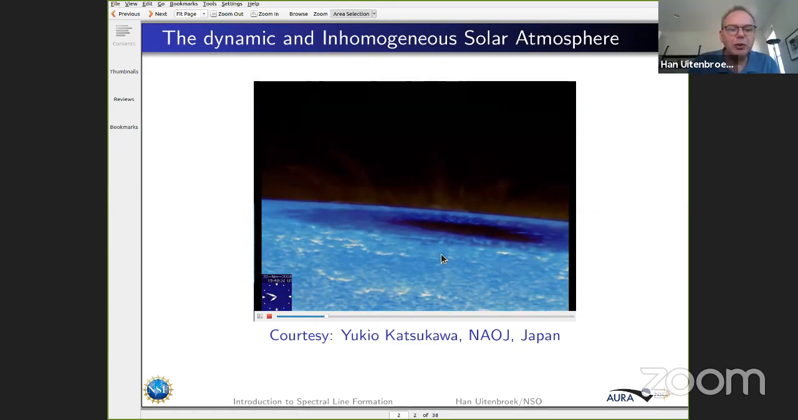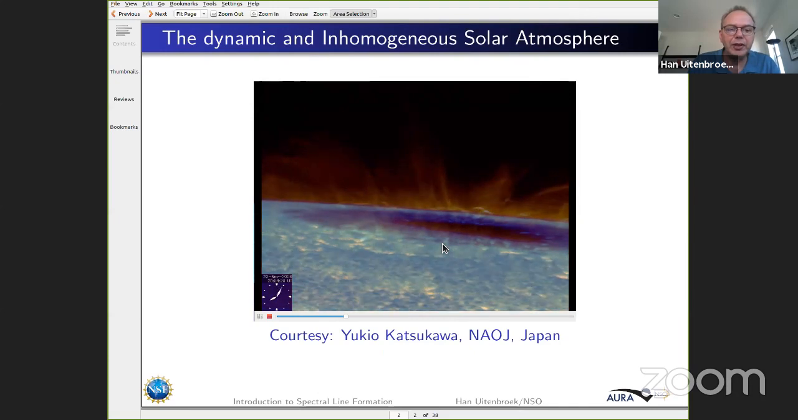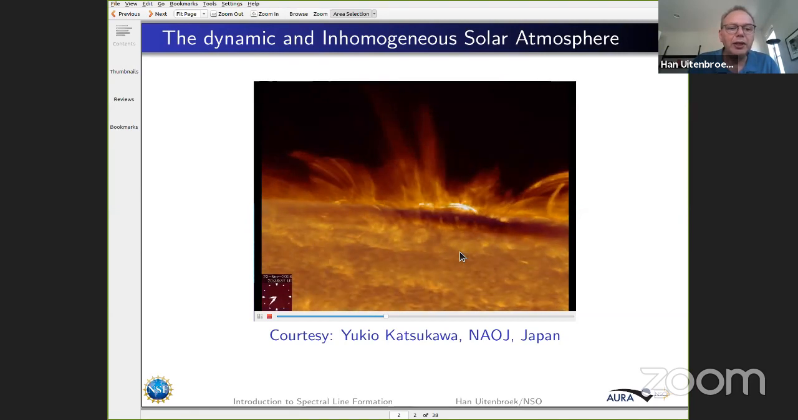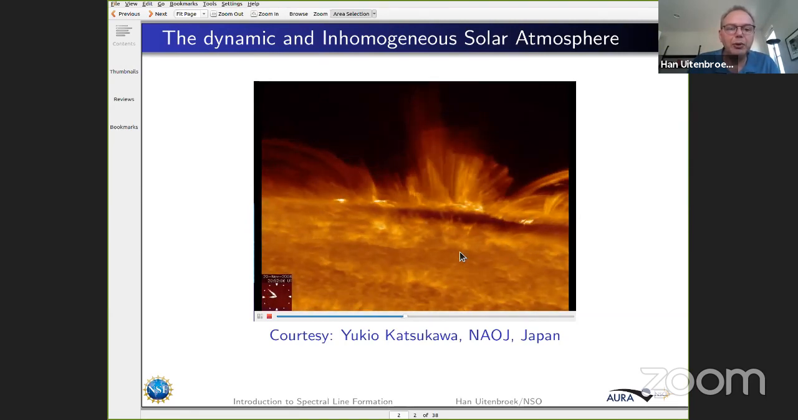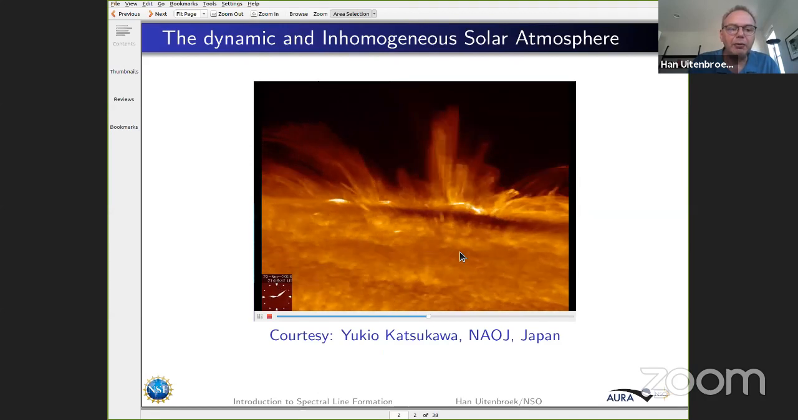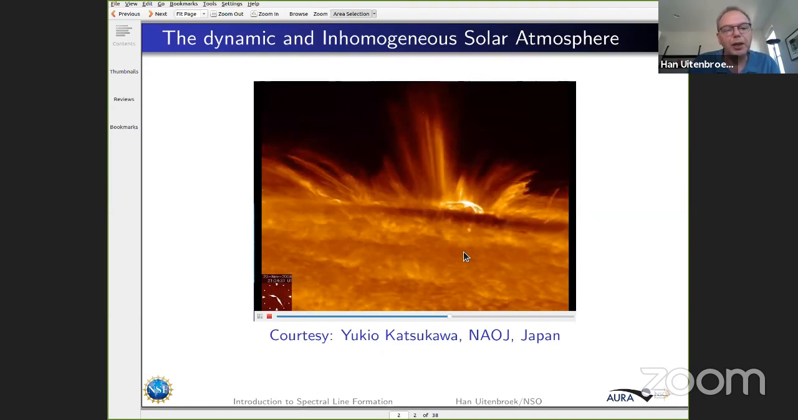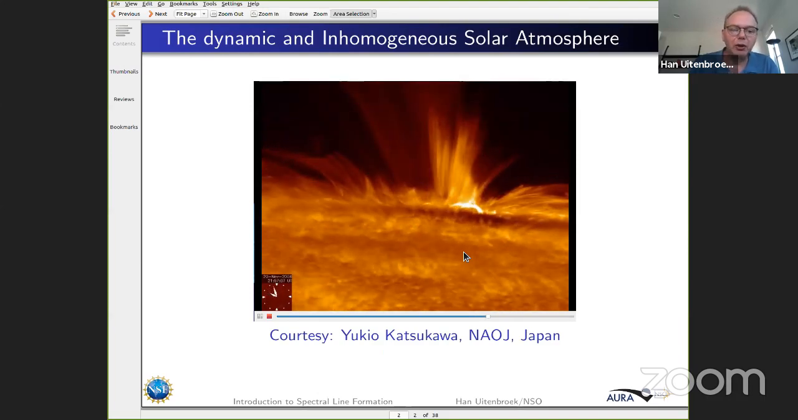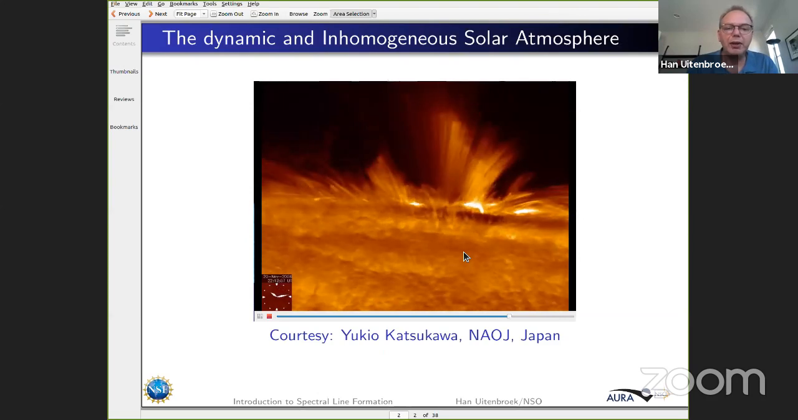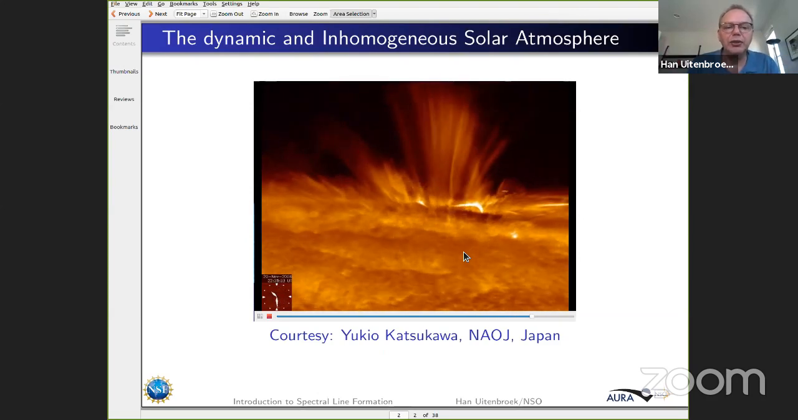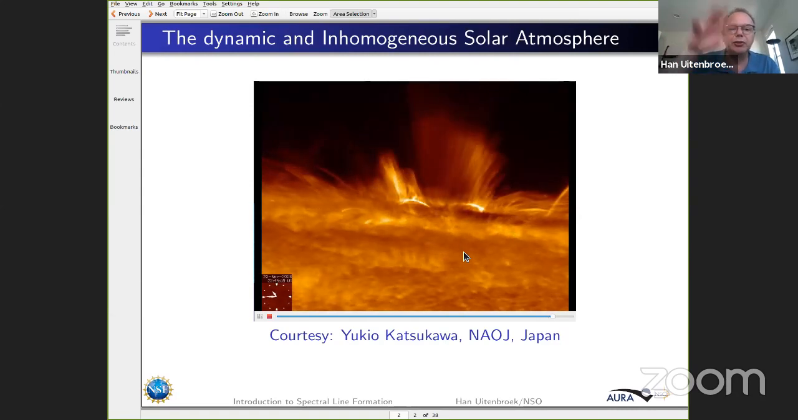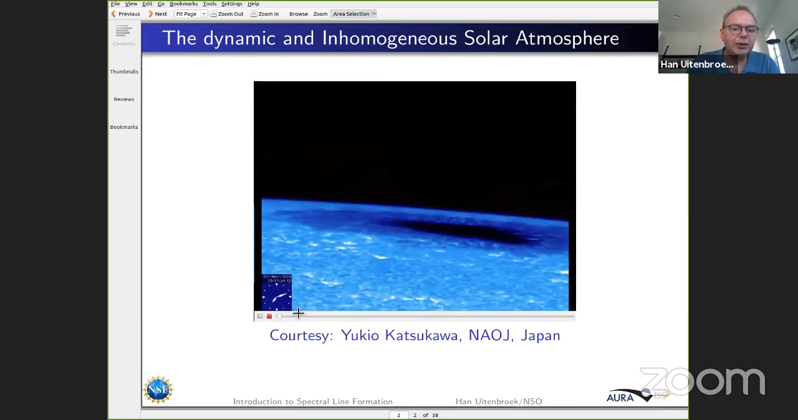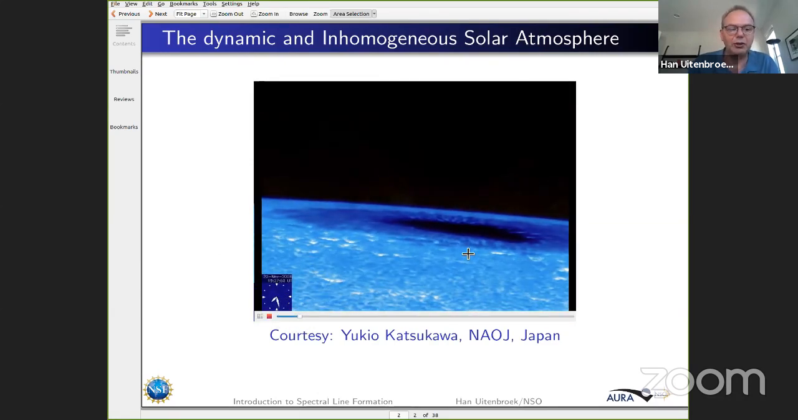So what you see is a movie made from images taken with the IRIS satellite, so above the Earth atmosphere. And in this movie, you see the image change from blue to orange. While it does this, it changes from a wavelength that mostly sees the atmosphere lower down, to a wavelength that sees the higher layers that are really dominated by the magnetic field. You see this very streaky nature of the atmosphere that is really an indication that the magnetic field dominates the motions and the structure of the atmosphere there.